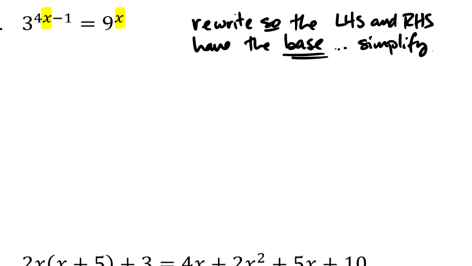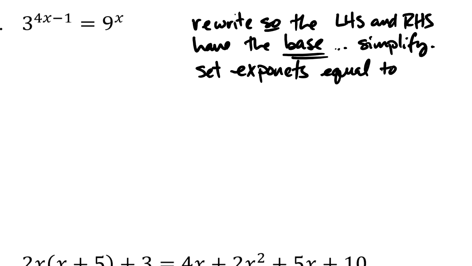And because our left-hand side and our right-hand side will have the same base, the only way that they can be truly equal to each other is if the entire exponent on the left-hand side equals the entire exponent on the right-hand side. So that's what we'll do then. The second thing we do is set exponents equal to each other, and solve.